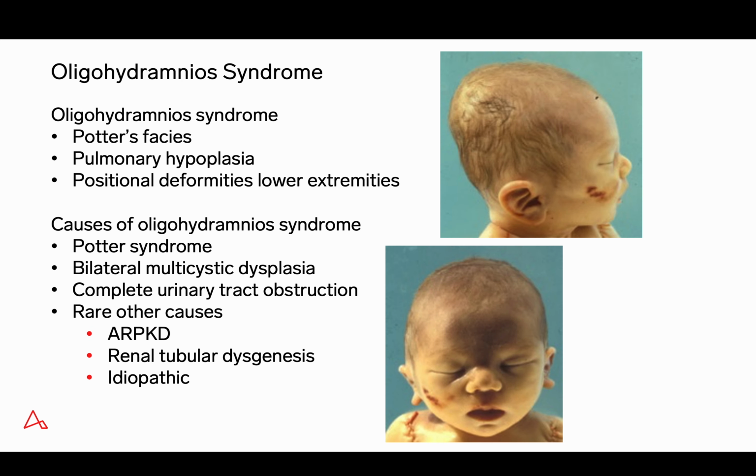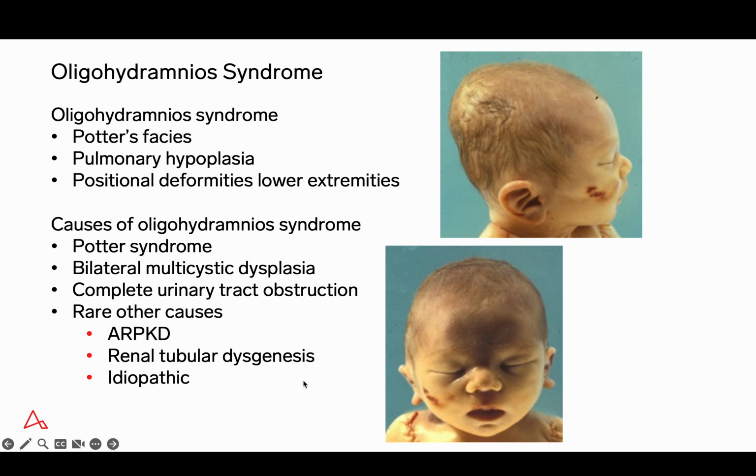This is an example of the oligohydramnios syndrome or phenotype. It consists of Potter's facies, pulmonary hypoplasia, and positional deformities of the lower extremities. Potter's facies are shown in the two images on the right. That consists of low-placed, posteriorly rotated ears, recessed mandible, beak-like nose, which is very broad, and epicanthic folds.